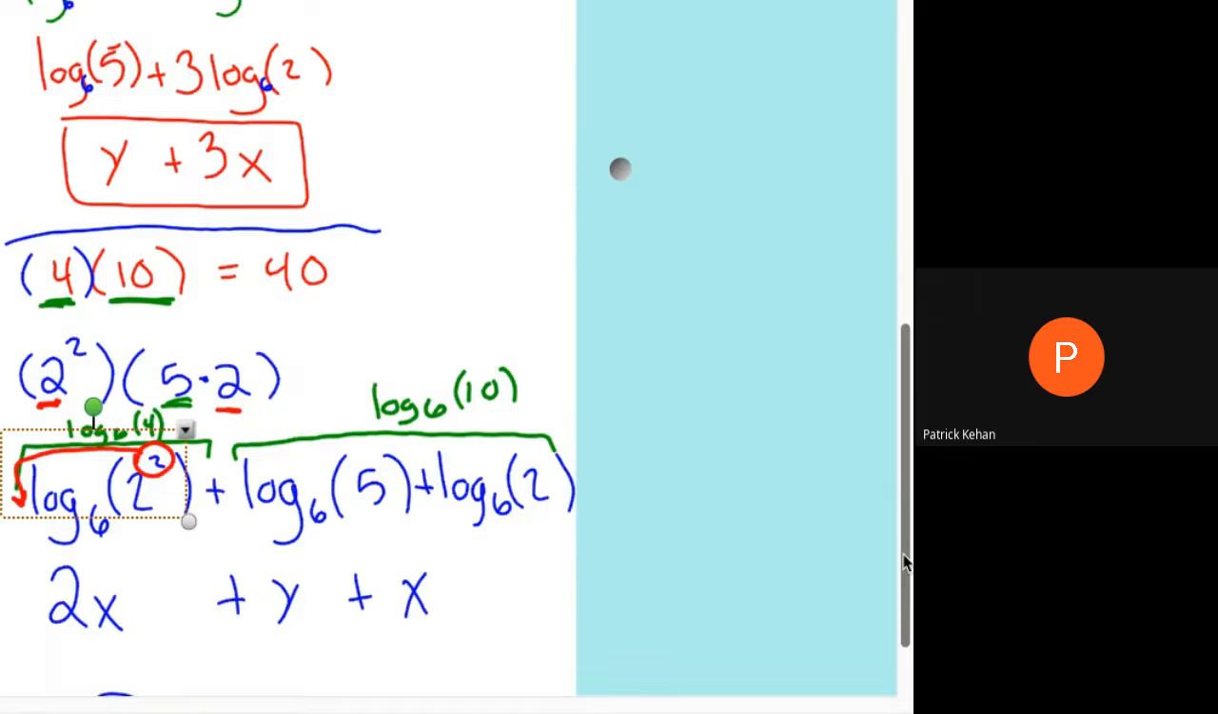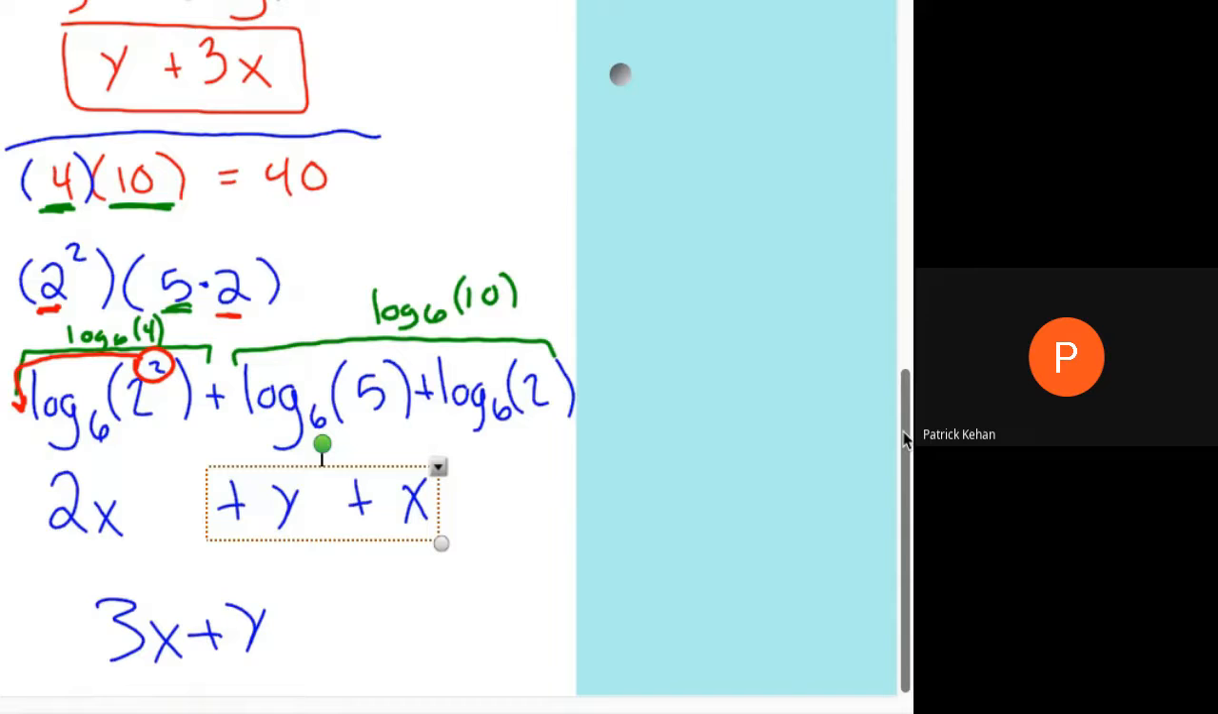The 2 from the exponent is written out here as a coefficient, times log base 6 of 2, which becomes your x. And then log base 6 of 5 is equivalent to y from above, and log base 6 of 2 from above is also equivalent to x, right? So now I have 2x plus y plus x. I can combine that into 3x plus y, or even y plus 3x. The order in which you leave this doesn't necessarily matter. And that's the first example in this case.